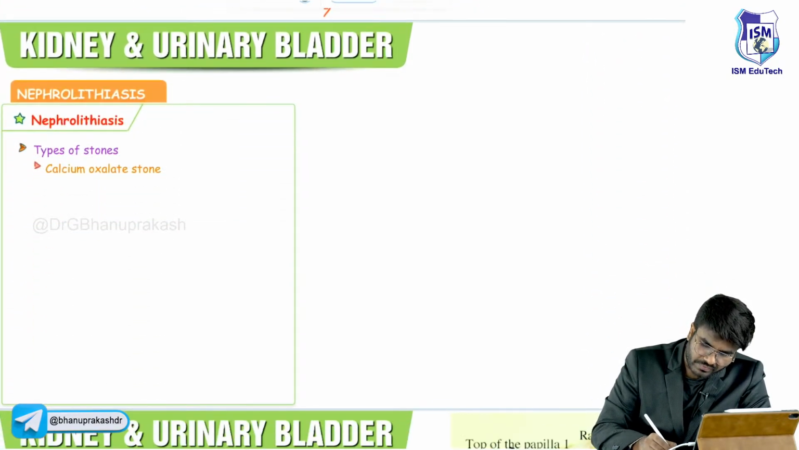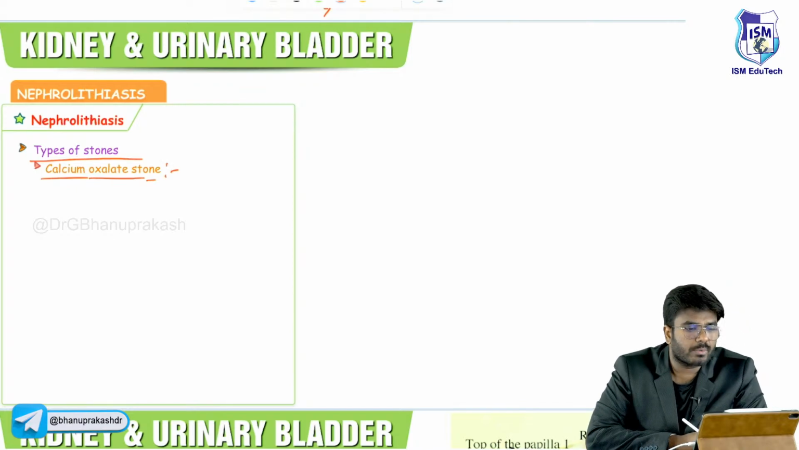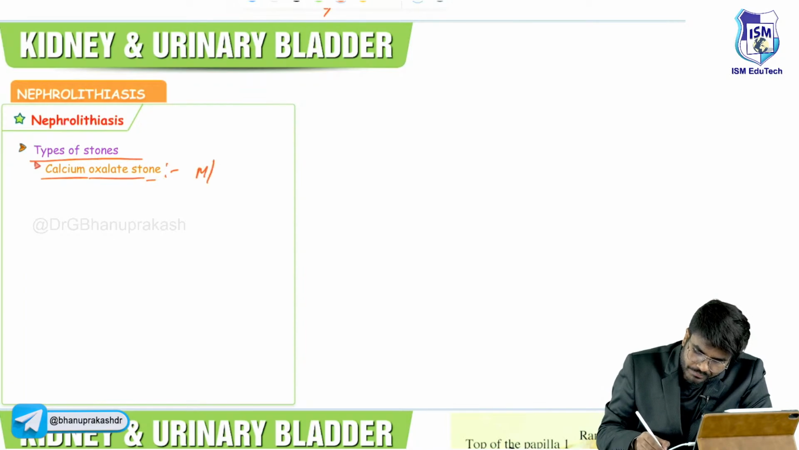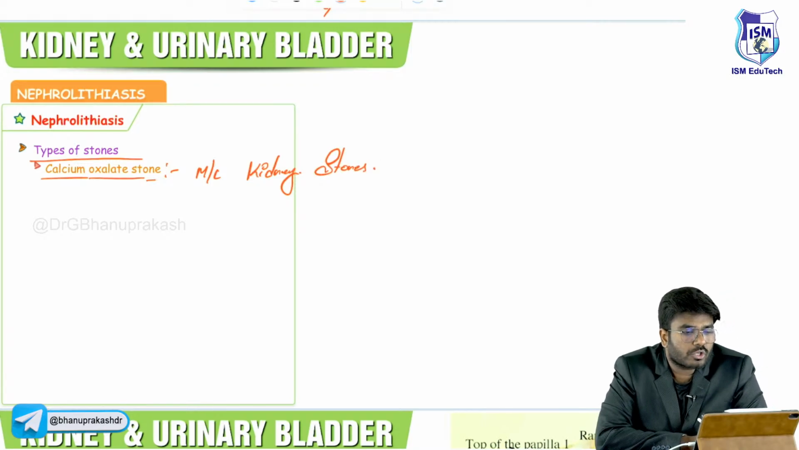The types of stones. The first type of stone that I am going to discuss here is calcium oxalate stones. See, the name itself is there. The stone in the kidney which is made up of calcium oxalate. Calcium oxalate stones are the most common kidney stones.